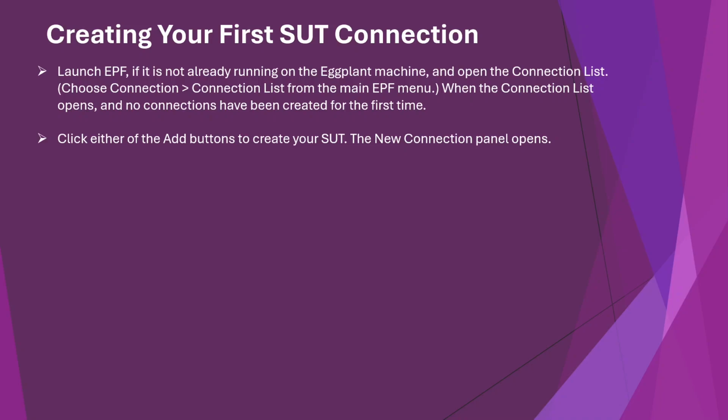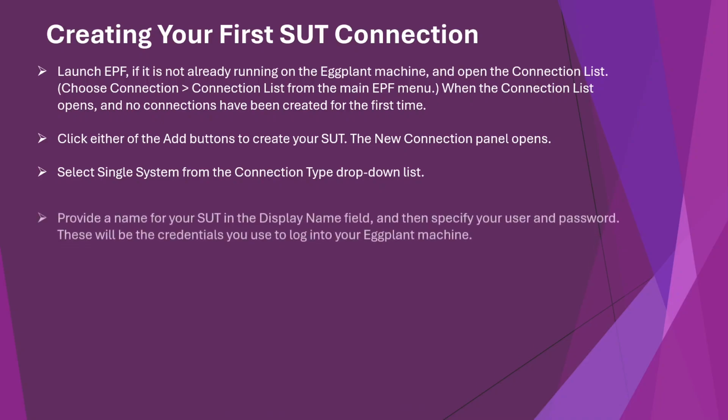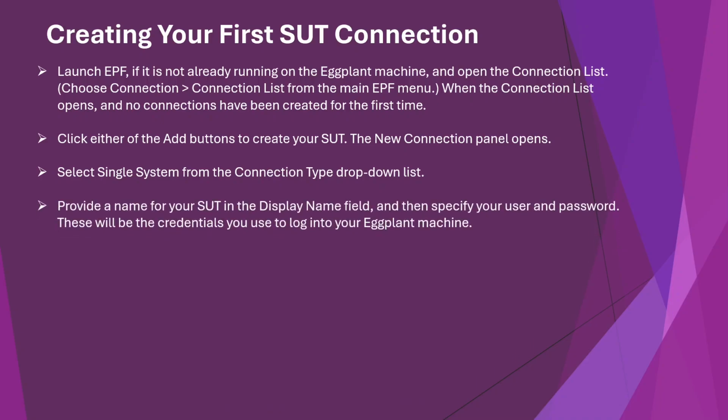The new connection panel opens up. Select single system from the connection type drop down list, then provide a name for your system under test, or SUT, in the display name field, and then specify your username and password. These will be the credentials you use to log into your Eggplant machine.